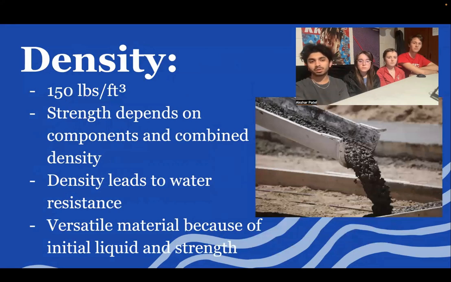Common density of concrete is 150 pounds per cubic feet, but it also ranges depending on what type of density you want. Low density concrete usually is around 90 to 120 pounds per cubic feet, whereas high density concrete is upwards of 180, 190 pounds per cubic feet. Density is pretty much proportional to strength. So the higher density it is, the stronger it's going to be because there's less air, there's less possibility of cracks. Density is also kind of proportional to water resistance. So the more dense it is, there's less space for water to seep into the pores.